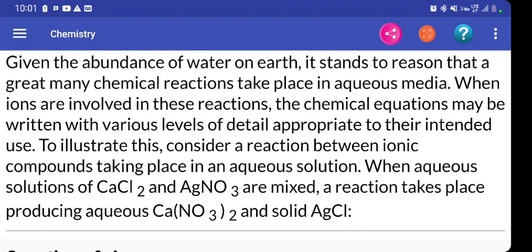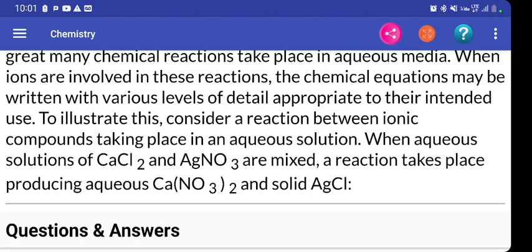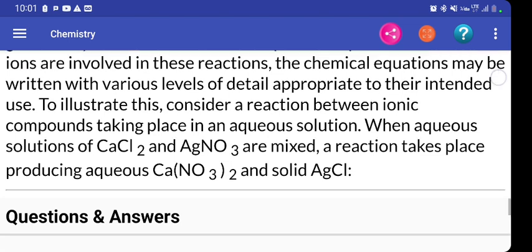To illustrate this, consider the reaction between ionic compounds taking place in an aqueous solution. When aqueous solutions of CaCl2 and AgNO3 are mixed, the reaction takes place to produce aqueous Ca(NO3)2 and solid AgCl.